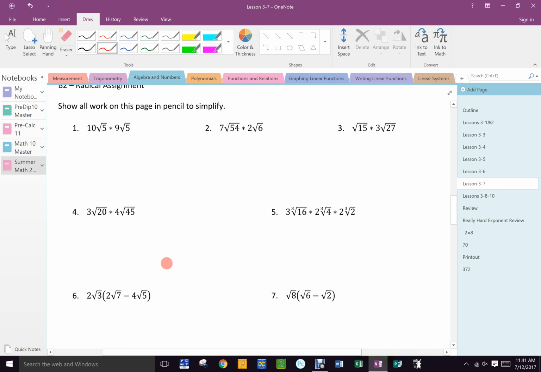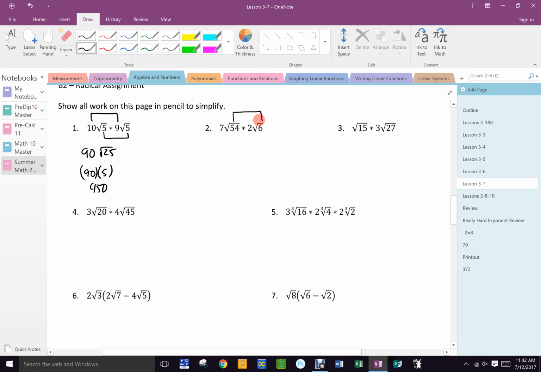Okay, we'll come back to working on this. All right, so this first one, you guys can do more talking this time than I was doing in the last one. 10 and 9, 5 and 5. What do I get? 90 square root 25. What is the square root of 25? 5. So that's 90 times 5, which is 450. Everybody good? Okay, what about this next one?